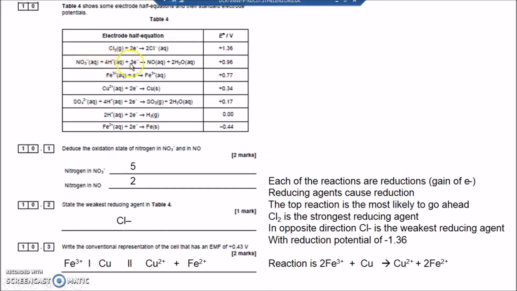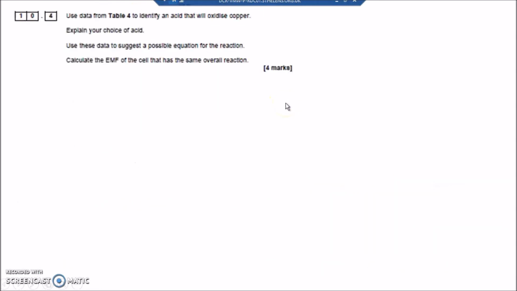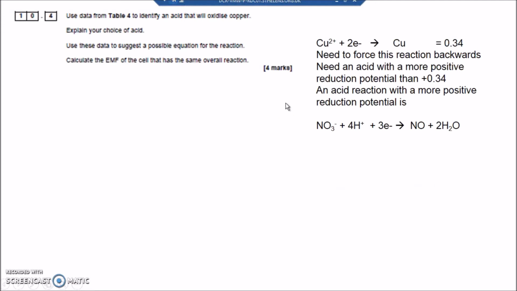So this is nitric acid, gives plus 0.96, and that will force the copper to be oxidized to Cu2+ and 2e-, minus 0.34 in the other direction, and it's going to give a value there overall of plus 0.96 minus 0.34, plus 0.62. So let's have a little look.